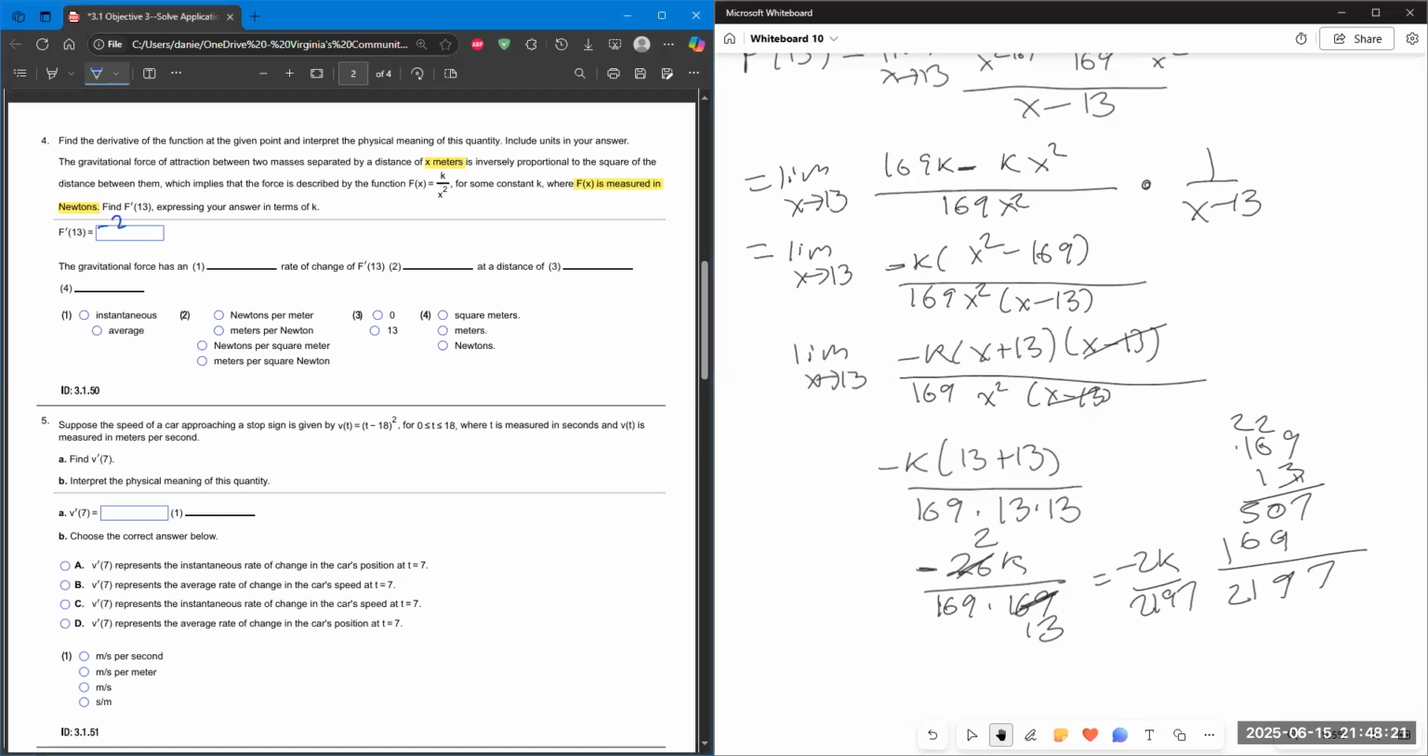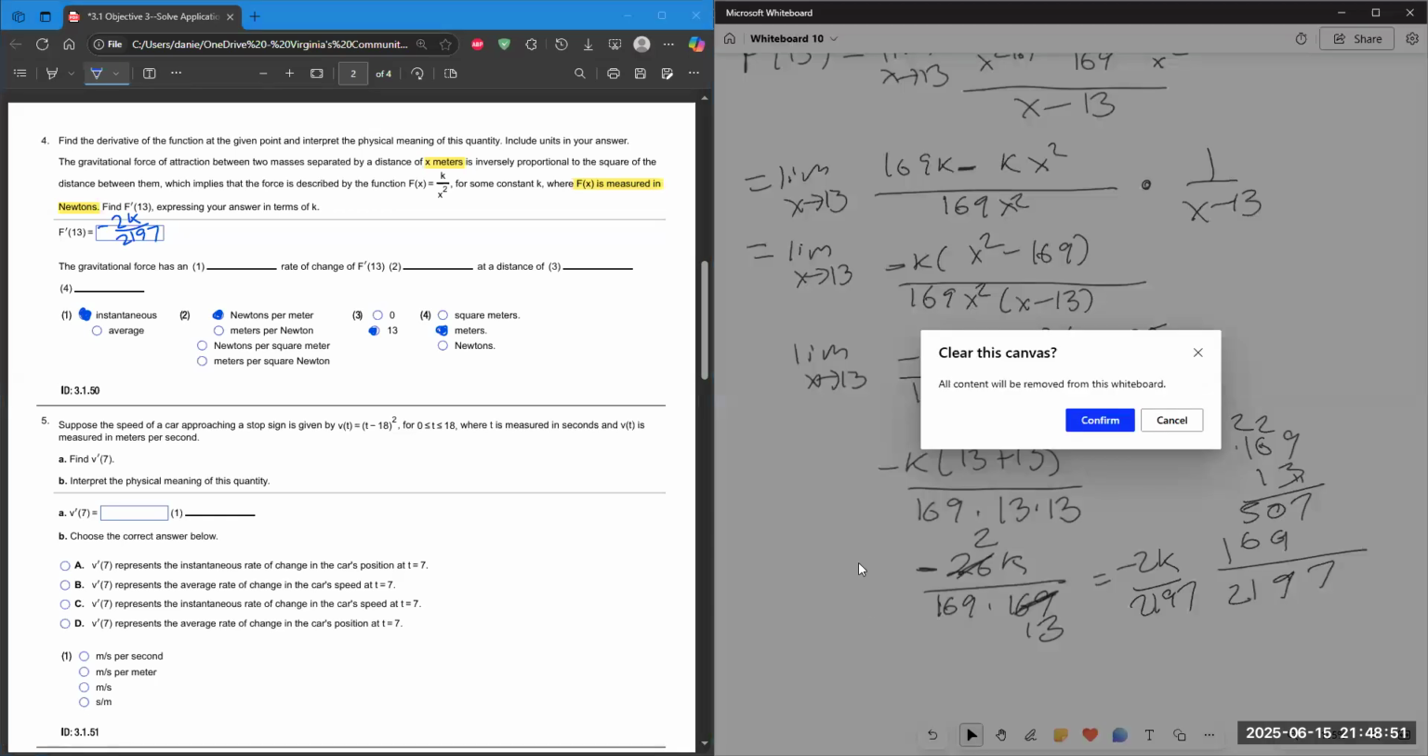Negative 2k over 2197. And this is an instantaneous rate of change of f prime of 13, and this is going to be newtons per meter. And this is going to be 13 meters for our distance.